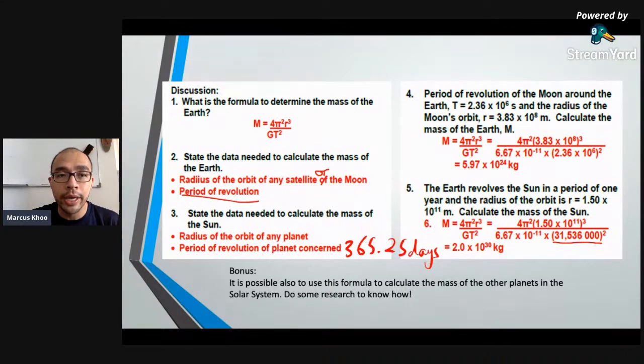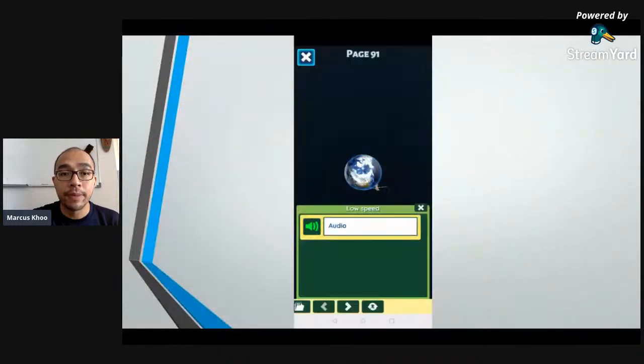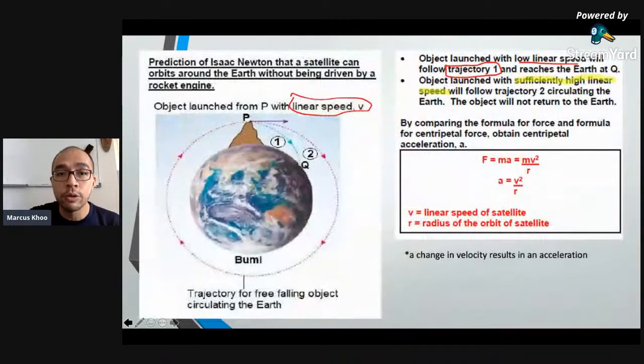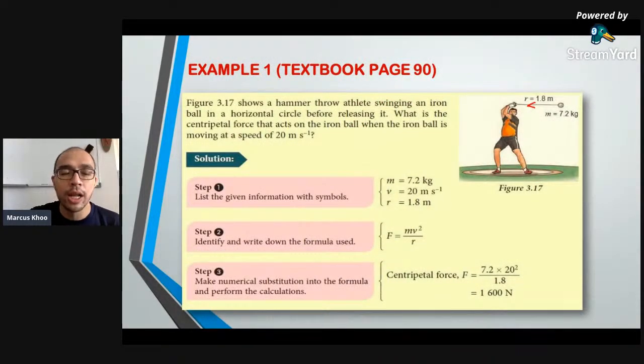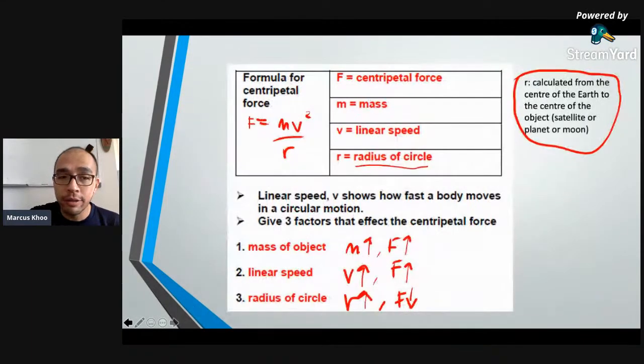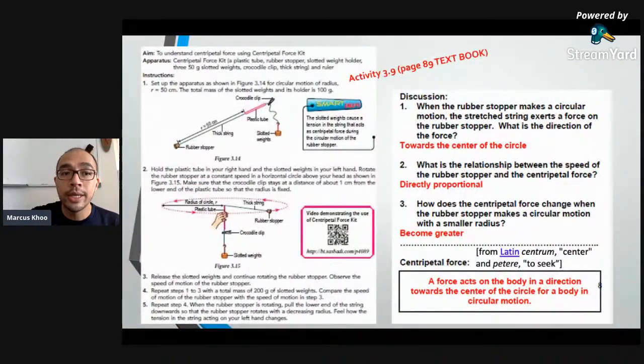For your homework today, I want you to do a Flipgrid assignment showing the centripetal force activity, like this one. Use materials from your own home. If you want to be very brave and use this, no, don't. Use materials from your own home to substitute. You can use a water bottle, like in this case, this guy used a water bottle, pen, and a plasticine. There is no crocodile clip, but it's better if you have one. Definitely all of you will need to do this as a solo Flipgrid assignment.